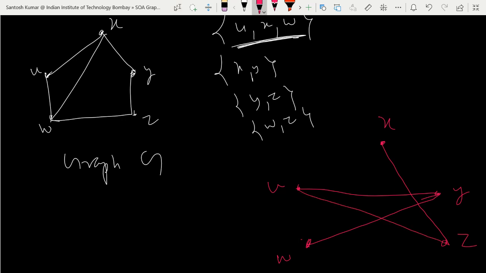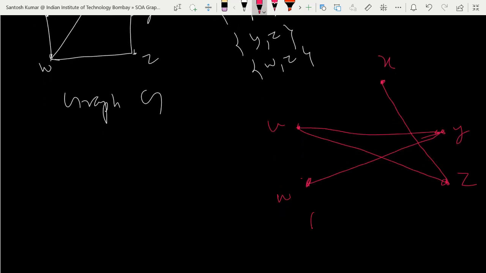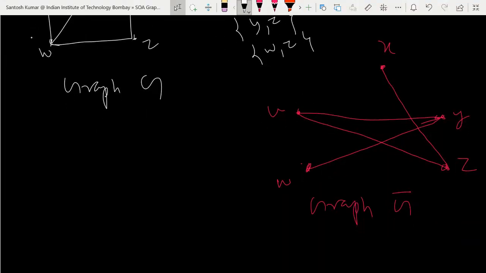Okay, so UY, UZ, WY. I think that is fine, right? So can we join more? So that is the complement. Okay. Now, this is graph G complement corresponding to that G. So tell me the clique in this case.